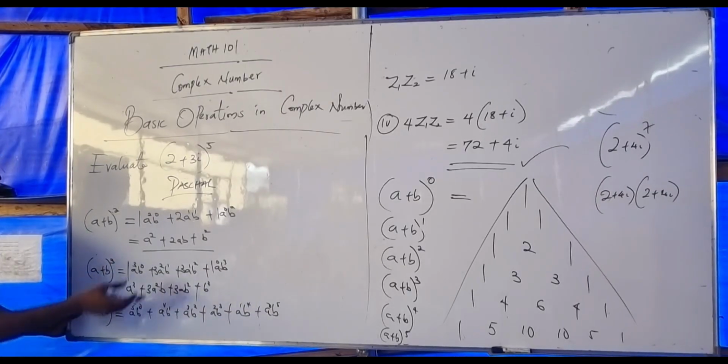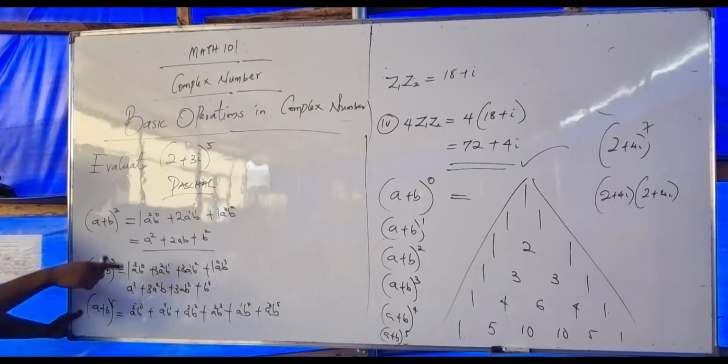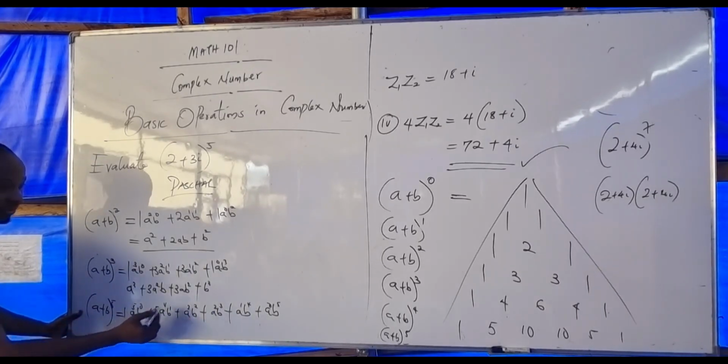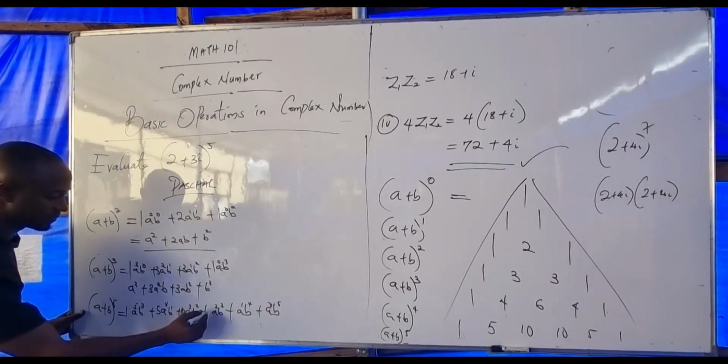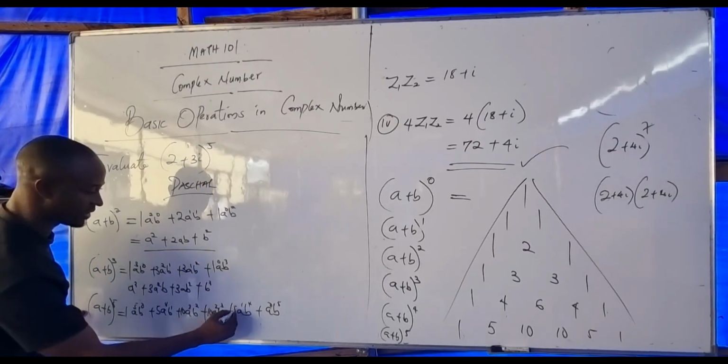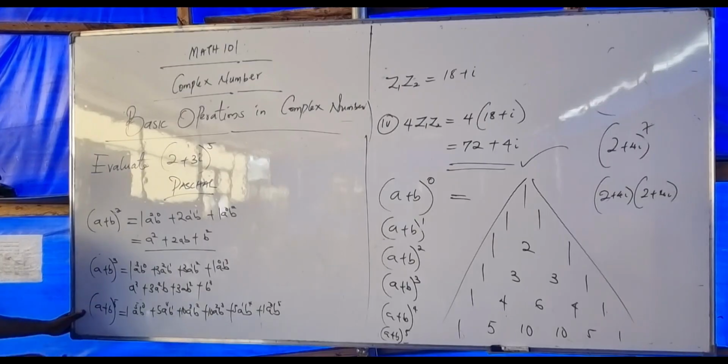So let's import the coefficients. A plus B raised to power 5 is what? 1, 5, right? What again is there? 10. What again? 10. What again? 5 and what? 1. What's the final answer here?